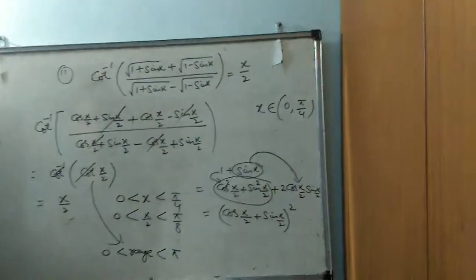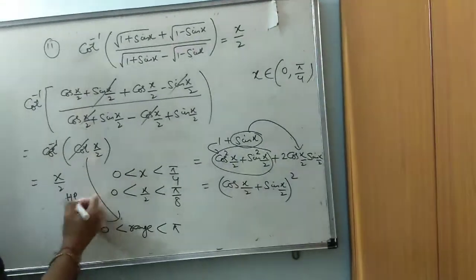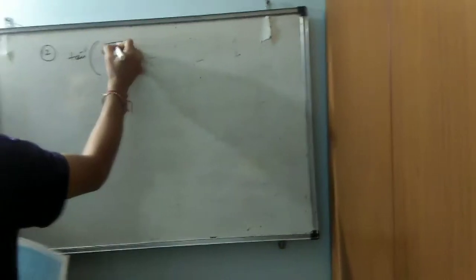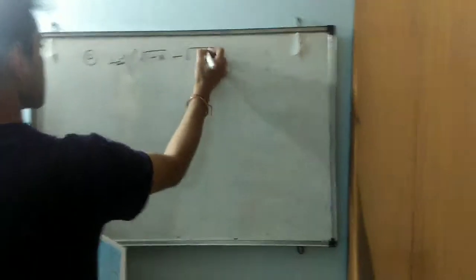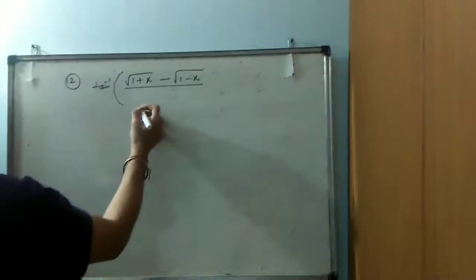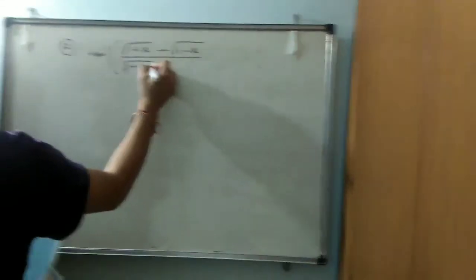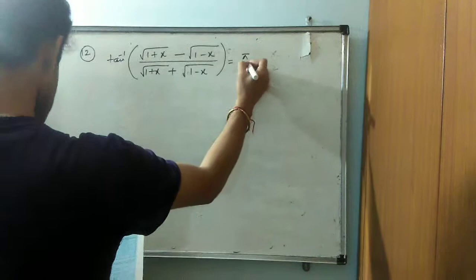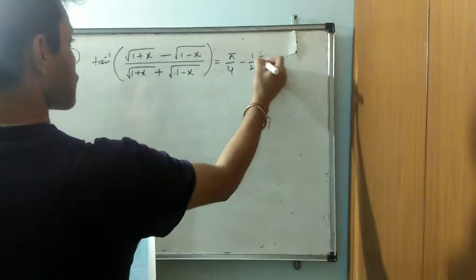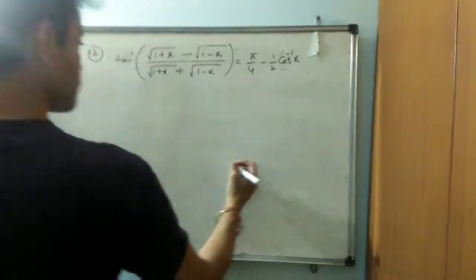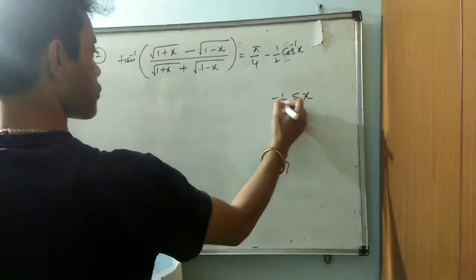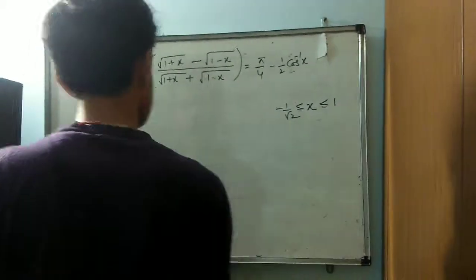X by 2. Henceforth, tan inverse of (under root 1 plus x minus under root 1 minus x) whole divided by (under root 1 plus x plus under root 1 minus x). This whole is equal to pi by 4 minus half cos inverse x. And it is given that x is lying between minus 1 by root 2 and 1.